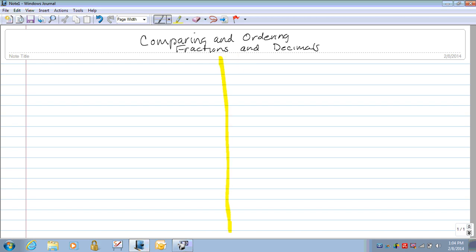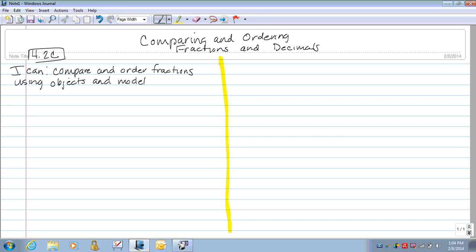This lesson corresponds to 2 TEKS that we will write our I can statement with. The first TEK is 4.2C. 4.2C says I can compare and order fractions using objects and models. Again, our verbs are to compare and order.